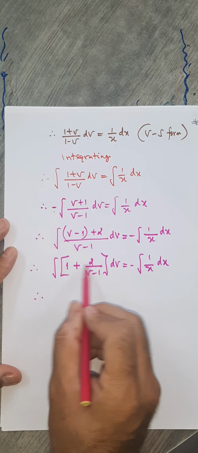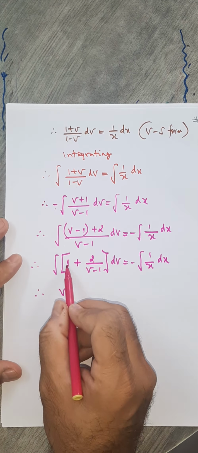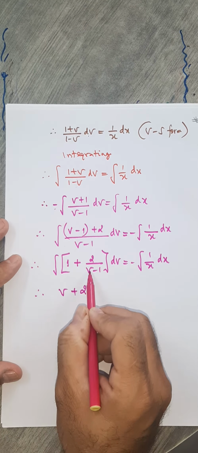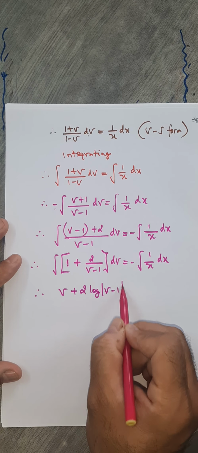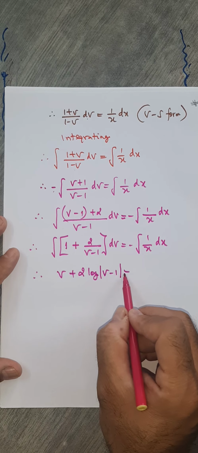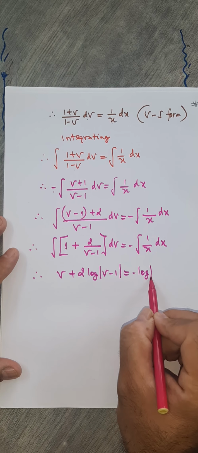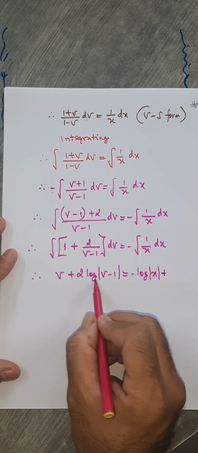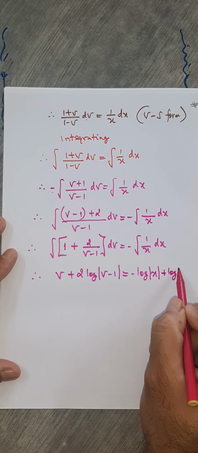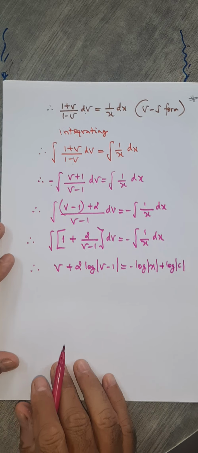Now integrate this. What's the integral of 1? That is v here. 2 being constant as it is. This is log of mod of v minus 1, equals to minus log of mod of x, and I'll put the log at two places. So instead of c, I'll write log c as a constant.